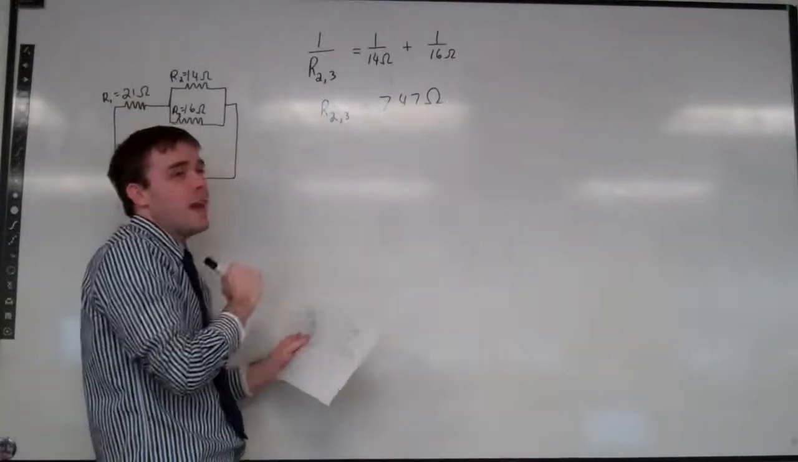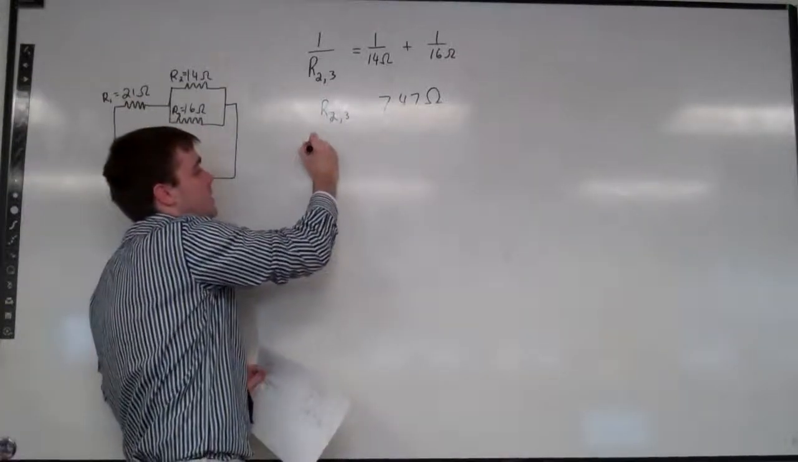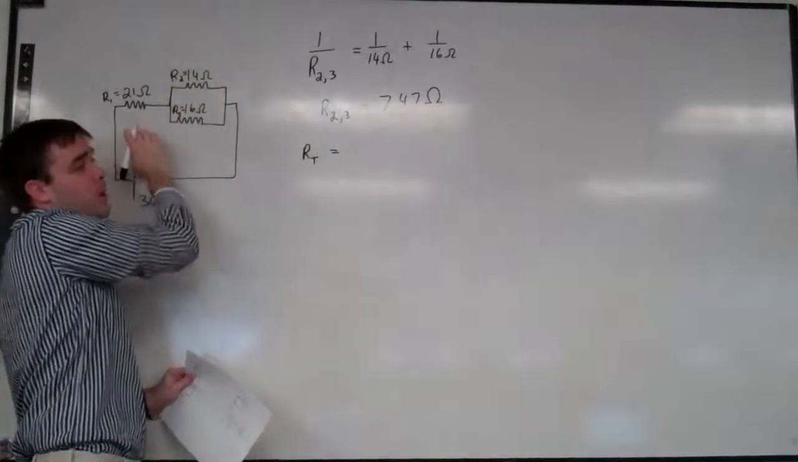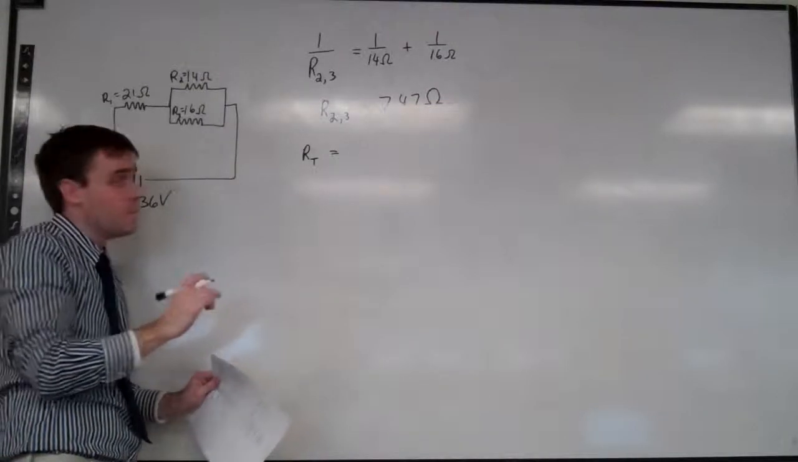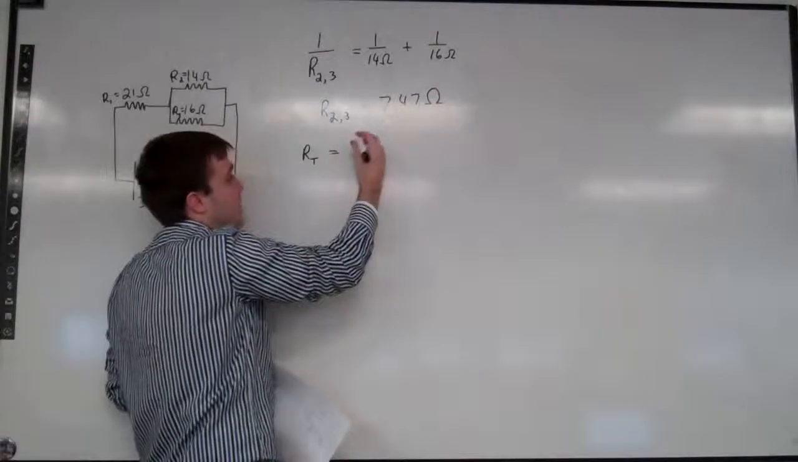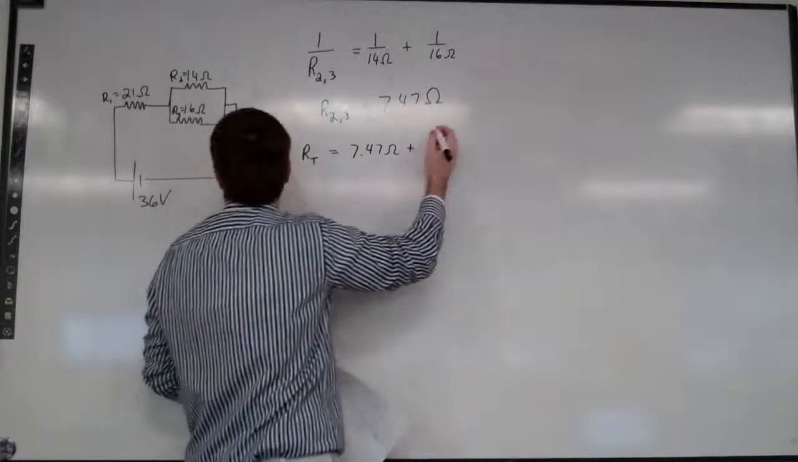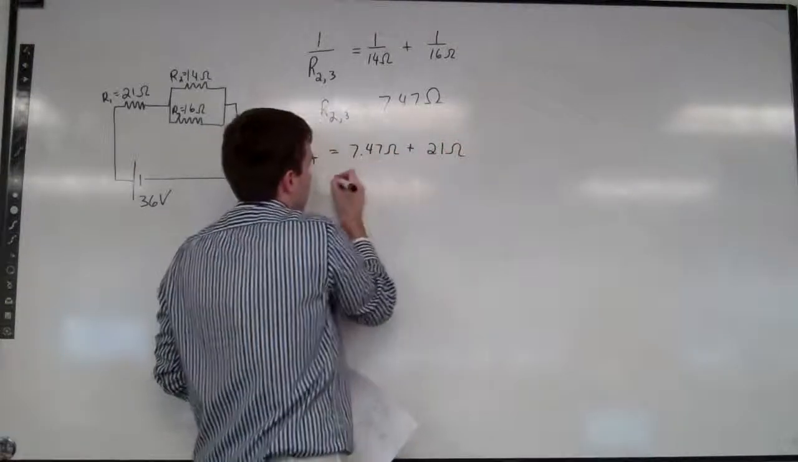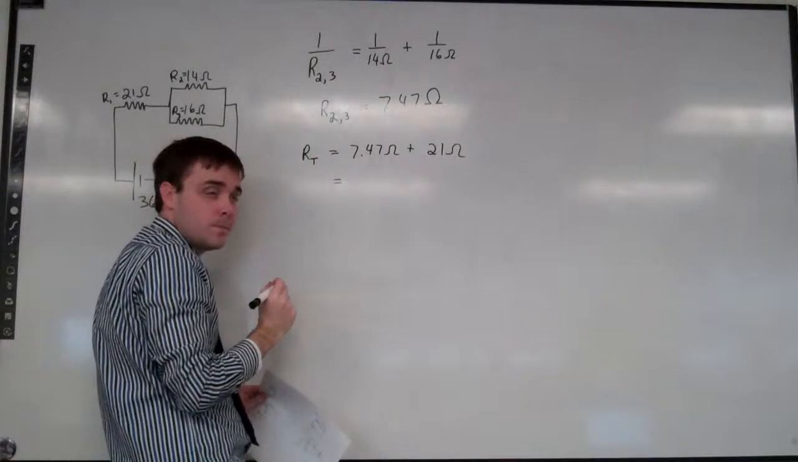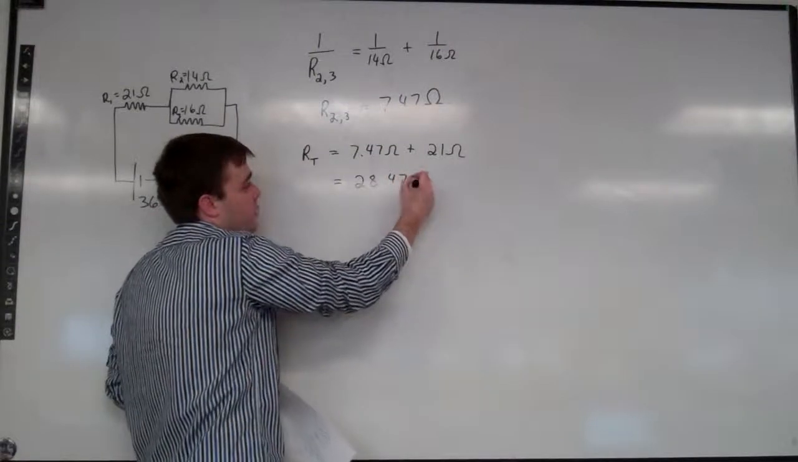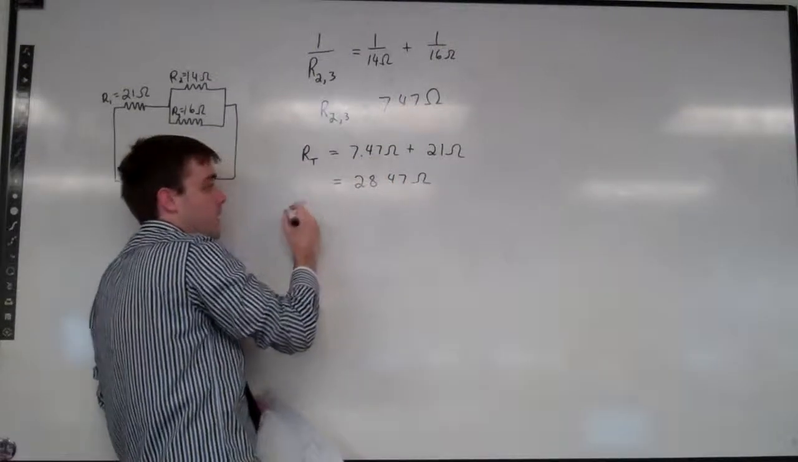Now, to find RT, we're going to take this number, because it's in series with this one, and add them together. So it's 7.47 ohms plus 21 ohms, and what's RT equal? 28.47 ohms. Any questions on that?